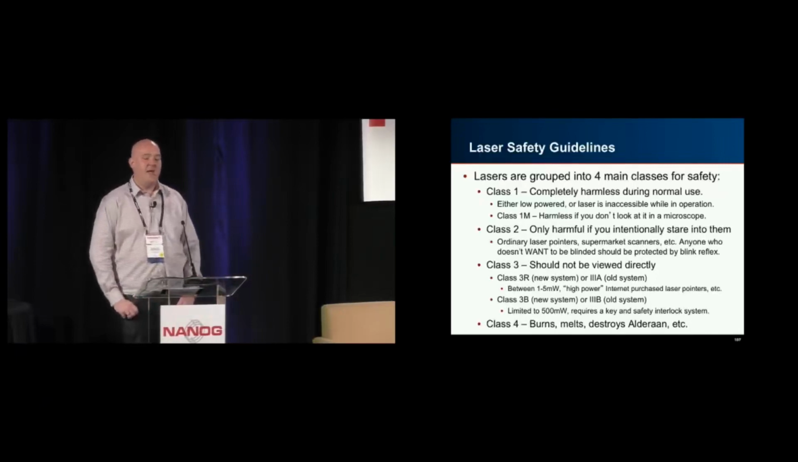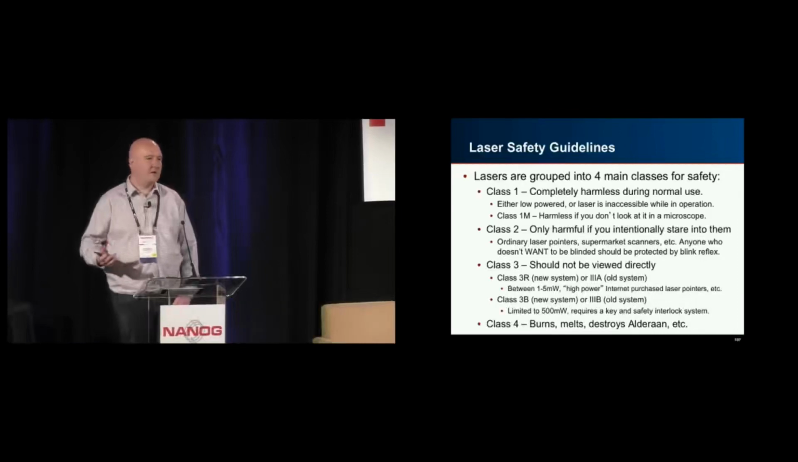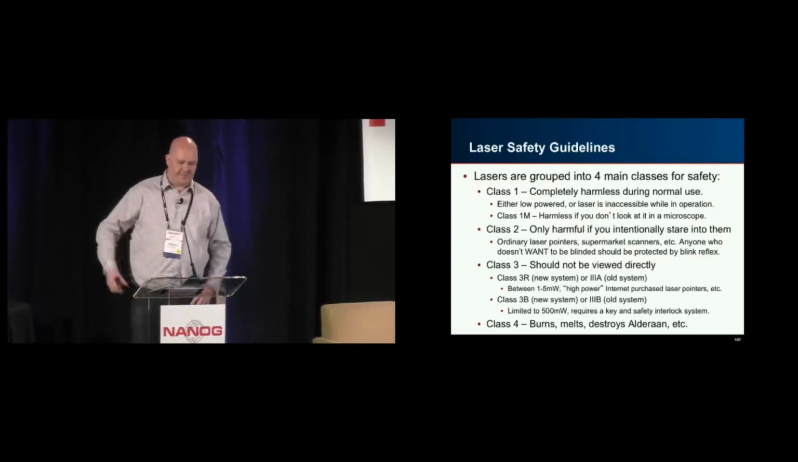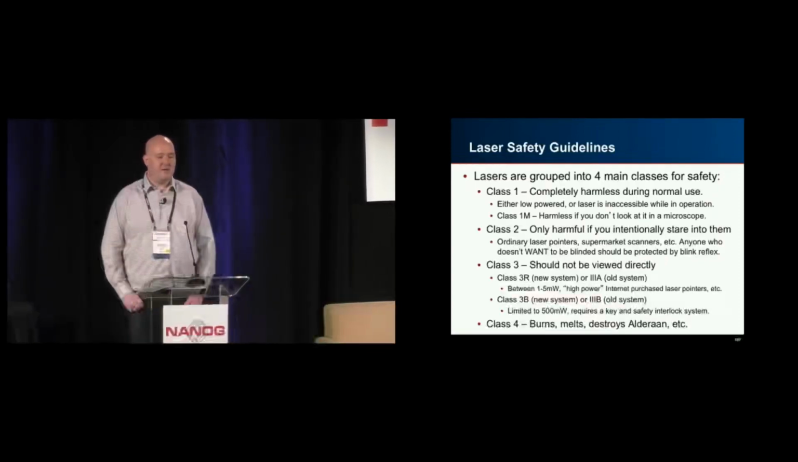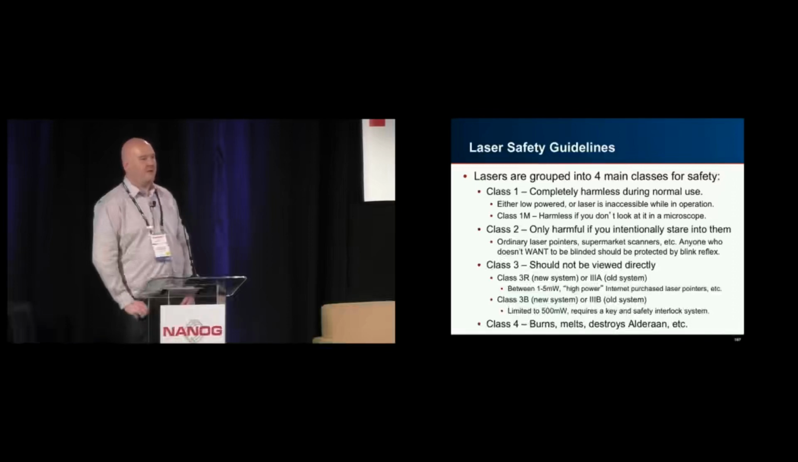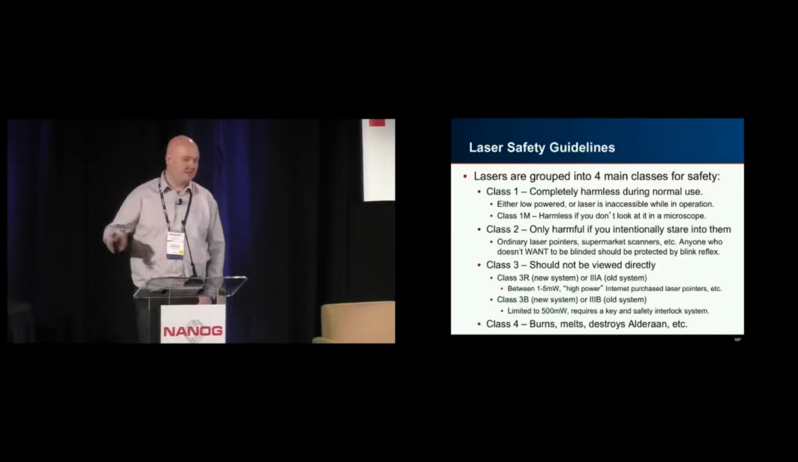Class 3 is something that you can't view directly because it would cause damage to the eye and you wouldn't be protected by the blink reflex. There are two subclassifications in there, and there was an old system and a new system, so you might see it called 3R, and it got renamed 3A and 3B. The distinction here is your class 3As are typically your 1 to 5 milliwatt, high-powered internet laser pointers, things that you get from China that shouldn't really be legal. Those tend to fall in there. Anything that's in a class 3B by law should require a key and a safety interlock system, and if you have people that work around it, they all have to have goggles and protection systems and all this stuff. And then class 4 are things that burn, melt, or destroy anything.